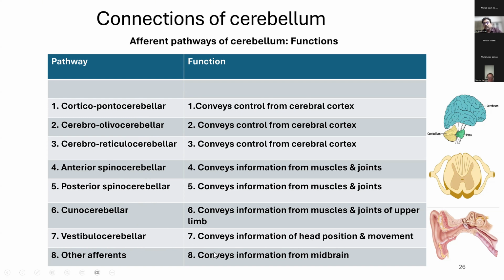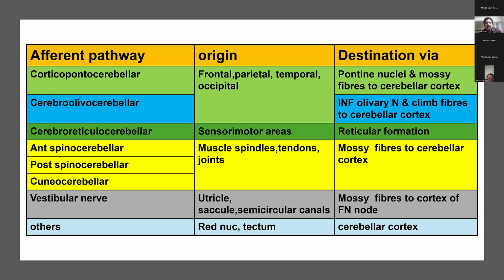Other efferents are also there which convey information from the midbrain as well. So we have to remember this. So these are the afferent pathways and their functions. Now, again, the same afferent pathways: where they are originating and where they are ending. So we are talking about the origin and destination of the afferent pathways.